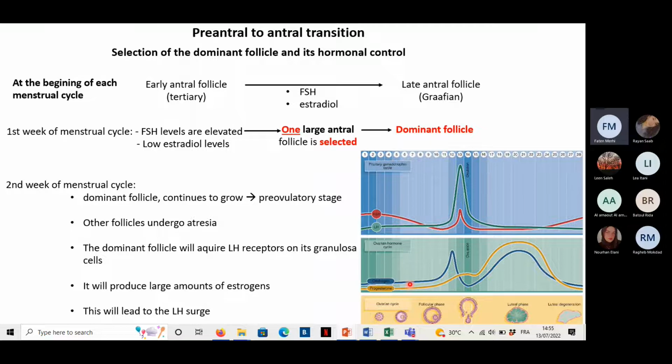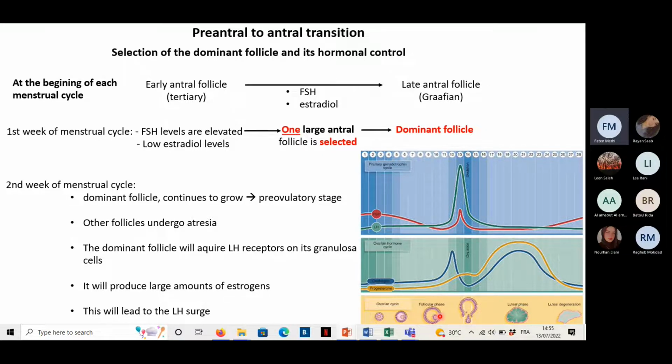And by the end of the first week, by the 5th to 7th day, we'll start having little increases in the levels of estrogen in the blood due to the secretion of estrogen by the granulosa cells. And those estrogen levels plus production of inhibin also by the granulosa cells will lead to a negative feedback on the FSH production, which will lead to a drop in the levels of FSH.